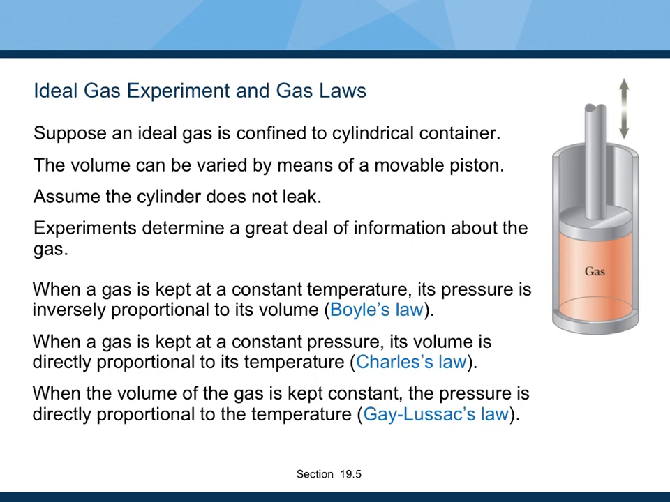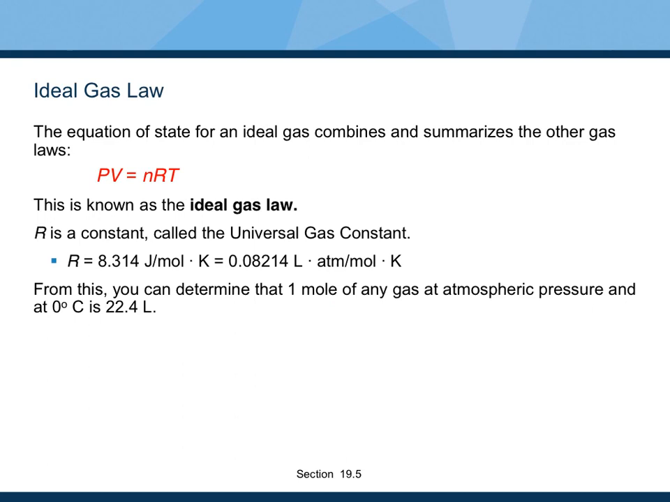We can do a similar measurement by keeping the gas at constant pressure or constant volume. It will give us two other gas laws. The equation of state for an ideal gas combines to give us this law, PV equal to nRT. This is also known as the ideal gas law. R is the universal gas constant, which is given right here.